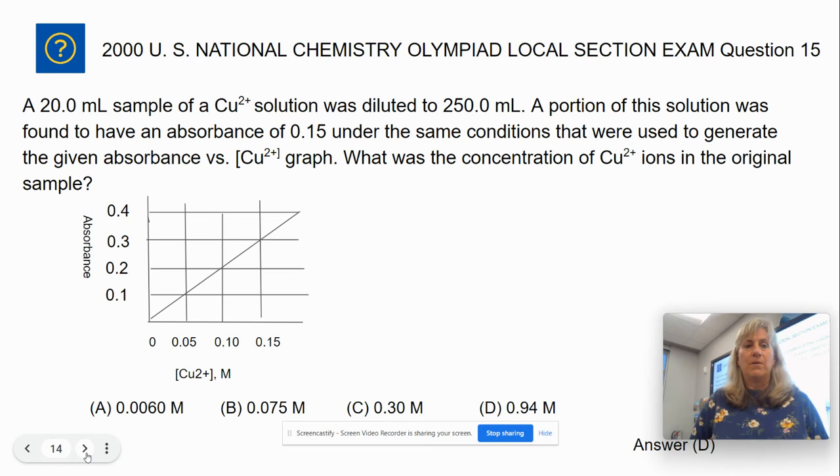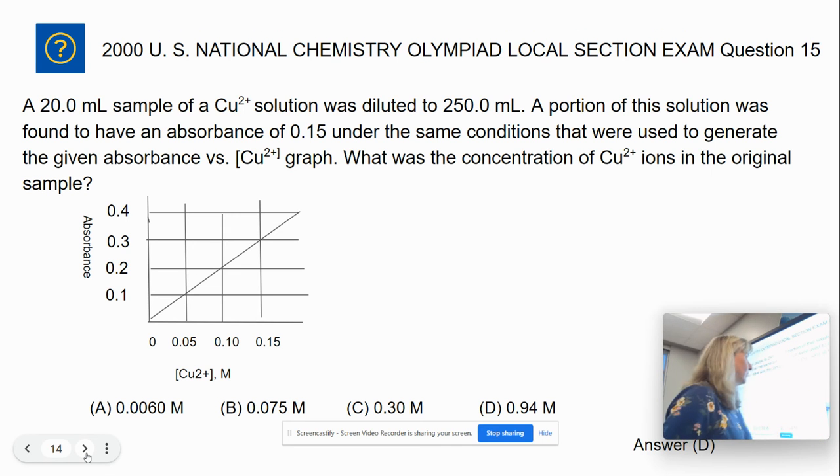Another one from the 2000 Olympiad test, this was the local exam question 15. A 20 mL sample of copper 2+ was diluted to 250 mL. A portion of this solution was found to have an absorbance of 0.15 under the same conditions that were used to generate the given absorbance versus copper 2+ graph. What was the concentration of copper 2+ ions in the original sample?